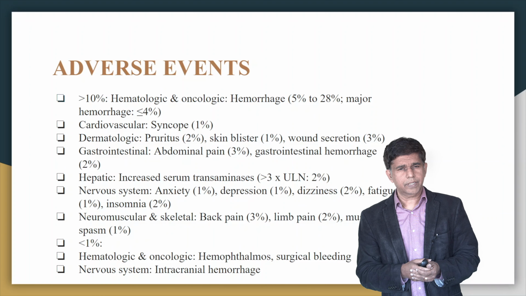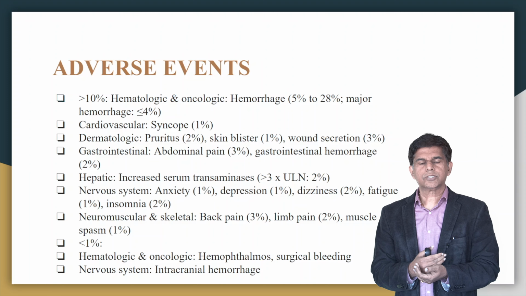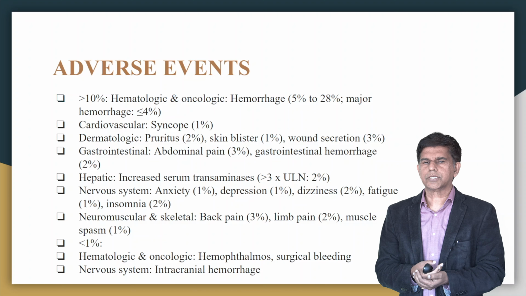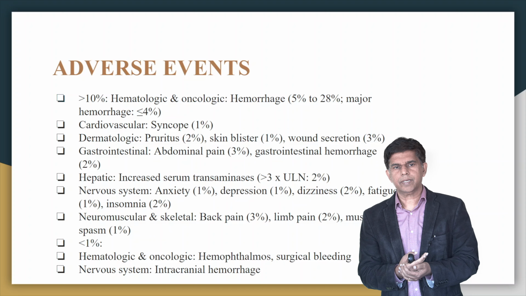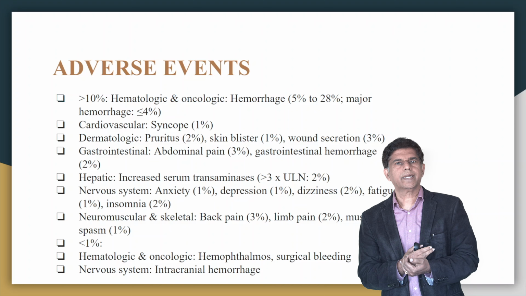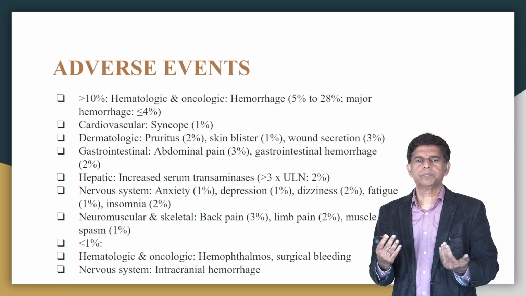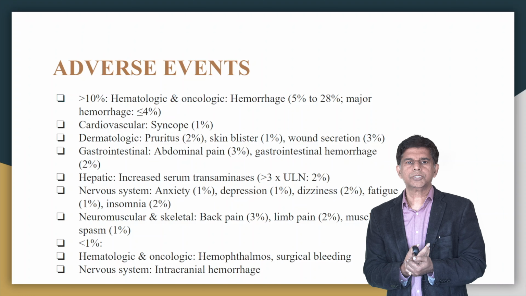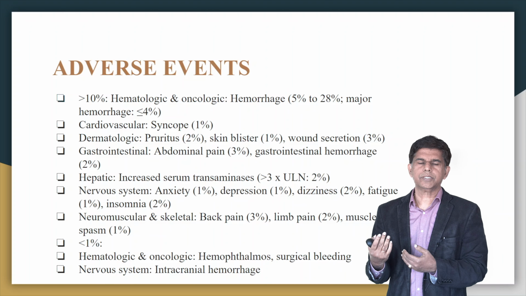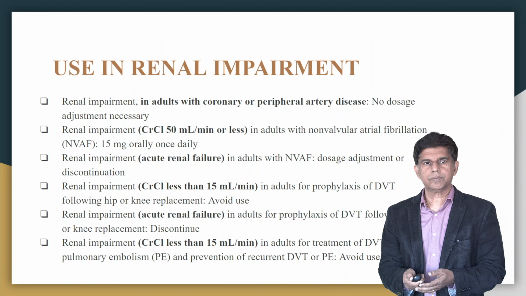Now, what are the adverse events you can expect? Of course, it can cause bleeding. Cardiovascular, it can cause syncope. Dermatologic, it can cause pruritus, with very low incidence. Gastrointestinal, it can cause abdominal pain and GI hemorrhage. Hepatic, LFTs could be elevated. Nervous system, there's going to be anxiety, depression, dizziness. Neuromuscular, like back pain in 3% and limb pain in 2%. Hematologic and oncologic, surgical bleeding, and nervous system, intracranial hemorrhage. Again, every drug has some complications, and Rivaroxaban also has some adverse effects.